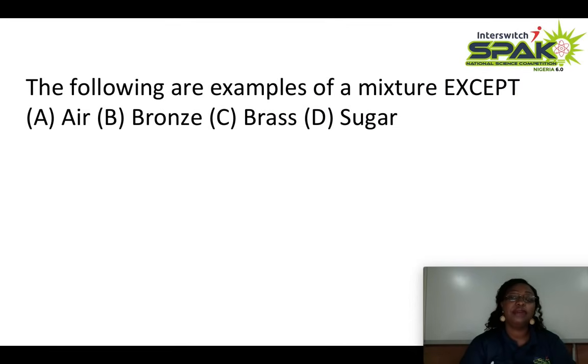The following are examples of a mixture, except. So they are mixtures, but one is not. Air, bronze, brass, sugar. So what is your answer? The answer is sugar. Sugar is a compound. Others are mixtures. Air is a mixture of gases. Bronze and brass are a mixture of metals.